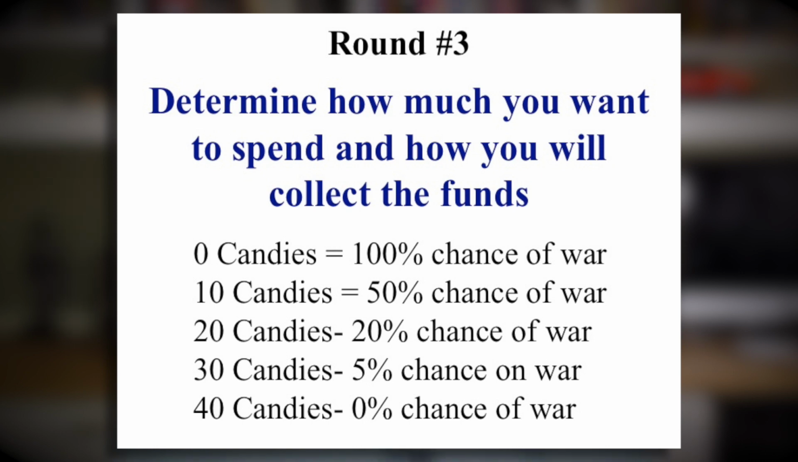If they put in 10 candies, then there's a 50% chance of war. If they put in 20 candies, their tax revenue, they collect 20 pieces of candy, then there's a 20% chance of war. If they collect 30 candies, it's a 5% chance of war. And if there's 40 candies, then there's no chance of war. There's no chance that someone's going to take away their stuff.